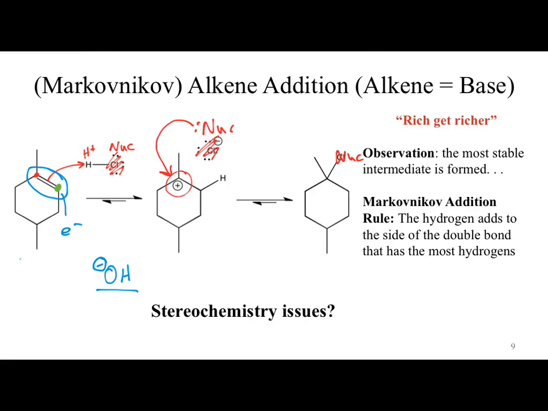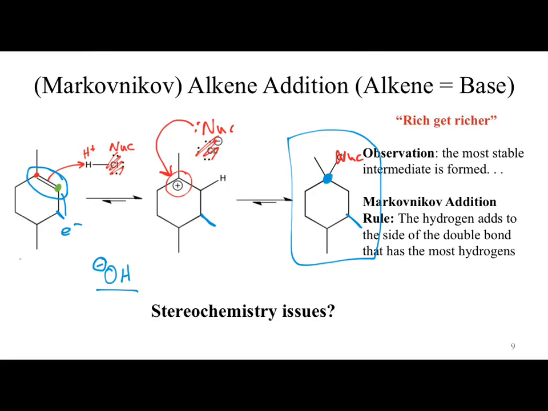The last thing on here is stereochemistry issues. With this reaction, what's the effect of stereochemistry? Let's take a look at our final product. Do I have a stereocenter there? Let's add another carbon. Do I have a stereocenter now in my final product? Yes. Which means you need to be concerned about wedges and dashes.